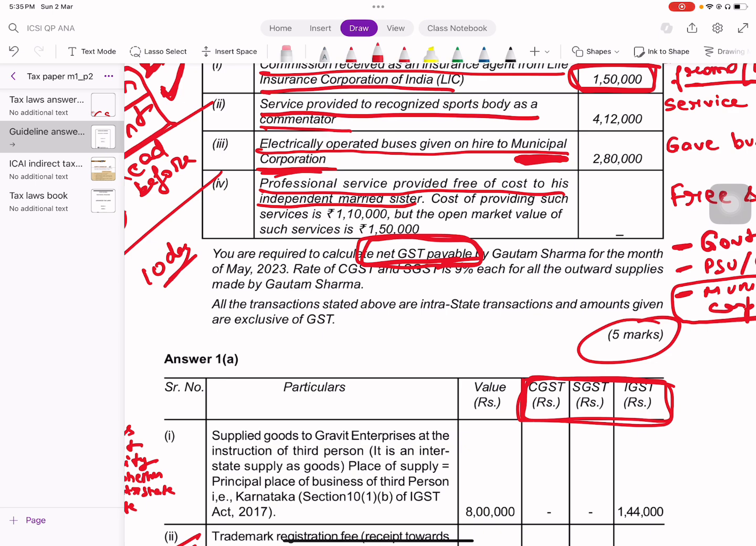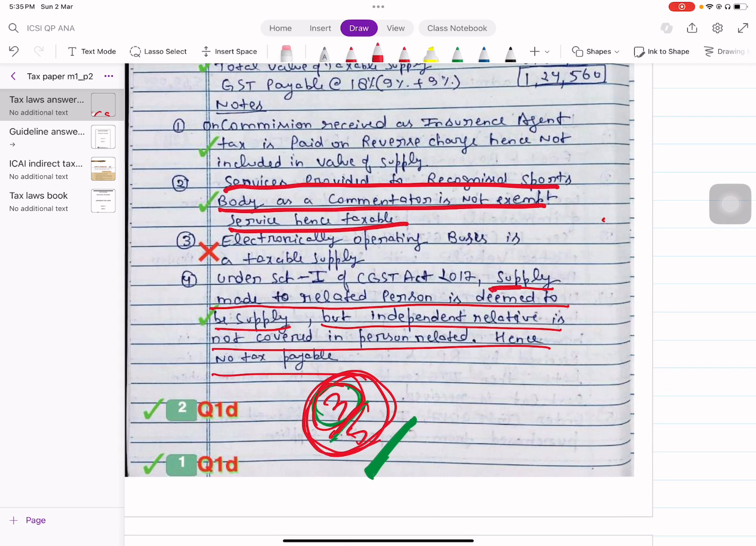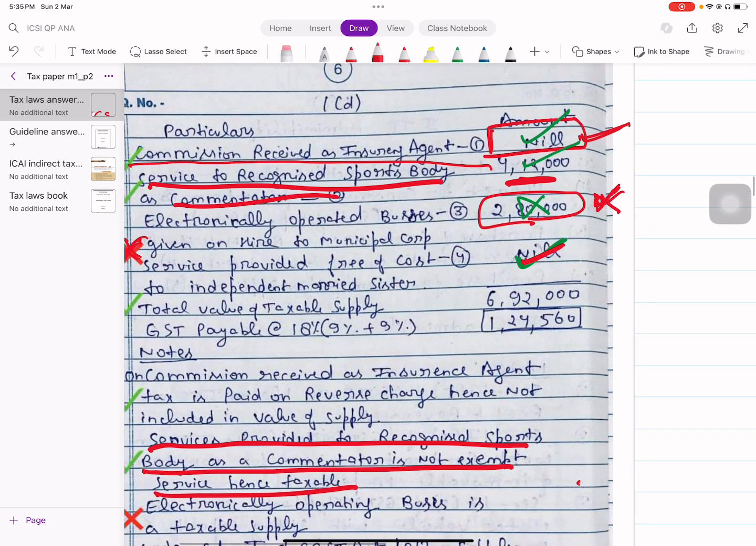Now the 4th point: professional service provided free of cost to his independent married sister. Now any free services provided will form part of GST. However, supply made to a related person is deemed to be supply, but an independent relative is not covered in related person, hence no tax payable. That's why I have written nil.